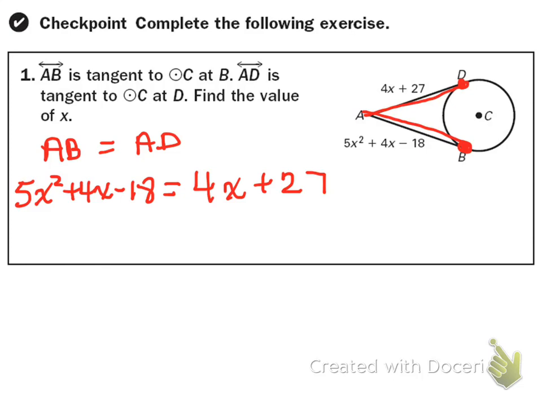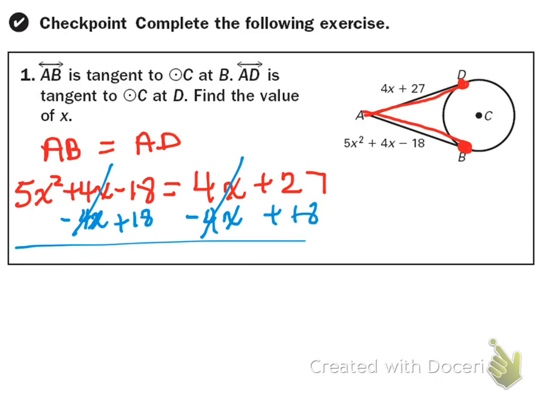Combining like terms means that we have like terms on the same side of the equal sign. I understand what you're meaning. You're wanting to get rid of this 4x on the right-hand side, so you would need to subtract 4x from both sides. So what's going to happen to the 4x? It's going to cancel out. What would you do next, Lauren? Add 18 to both sides. You end up with 5x squared is equal to 45.